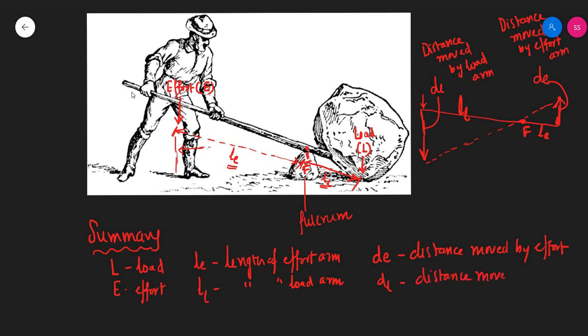In the next video, we are going to talk about these ideas of mechanical advantage and the so-called velocity ratio, and what they mean in the context of a simple lever.